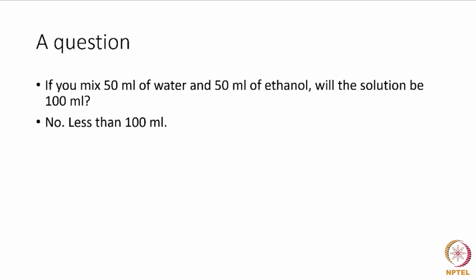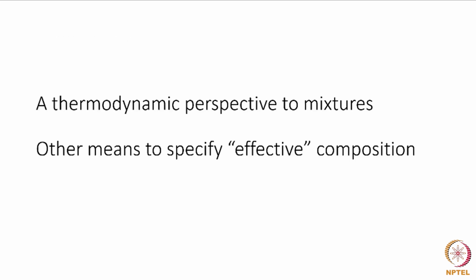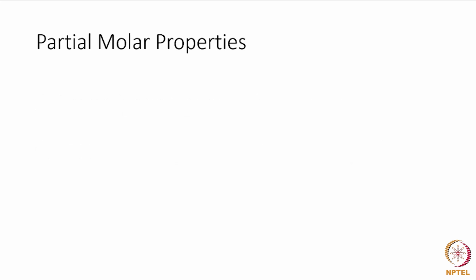So which means that we need a different perspective to see how we actually take these concentrations, not from the pure constituents, but what happens to the solution. And that is the thermodynamic perspective to mixtures. And this provides us other means to specify effective composition. Effective as in means how does it affect the chemical potential, which actually leads to the driving forces for the atoms to move around and change the composition. So partial molar properties come of great use when we want to describe what happens to the volume when two constituents are mixed to form a solution.